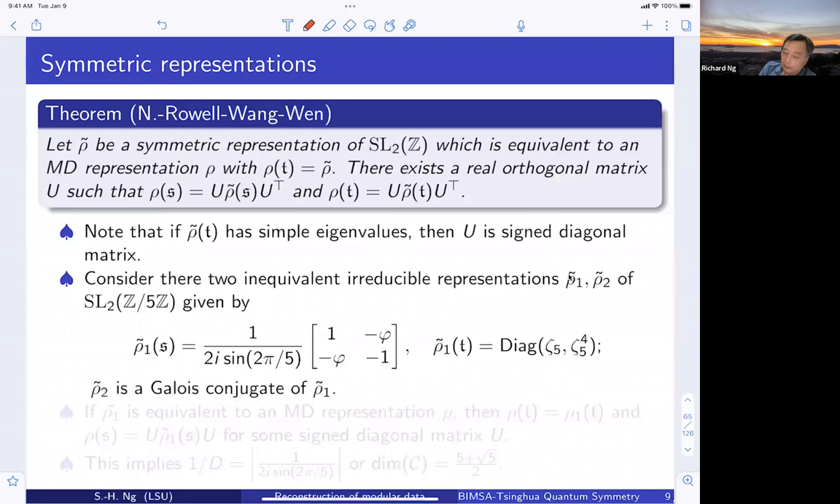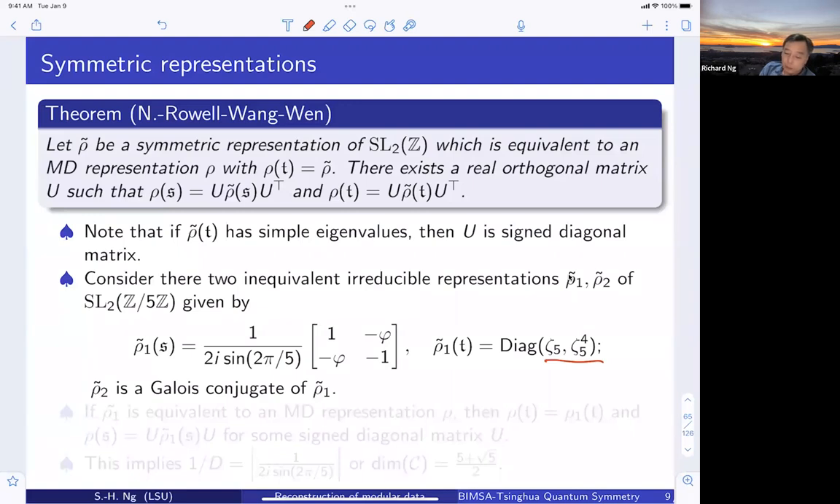and get another representation of SL2Z mod 5, which is not equivalent to the first one, because they change the T matrix, it will never be an equivalent representation. So you know that the Galois conjugate is another one. So then you get all of them by using Galois conjugation.